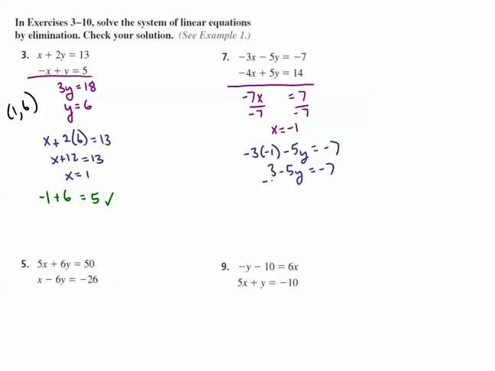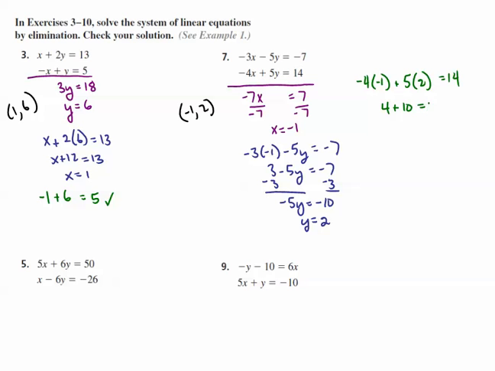When I subtract 3 on both sides, I get negative 5y is negative 10, and therefore y has to be equal to 2, giving me the solution negative 1 comma 2, but I still need to check that. So I go to the second equation, negative 4 times negative 1 plus 5 times 2, and I want to see if that gives me positive 14. Well, negative 4 times negative 1 is positive 4 plus 10. That is 14, and so it does check.